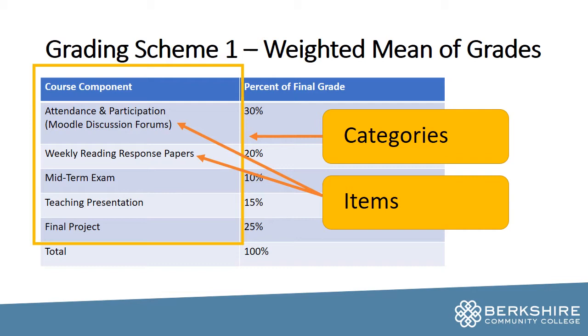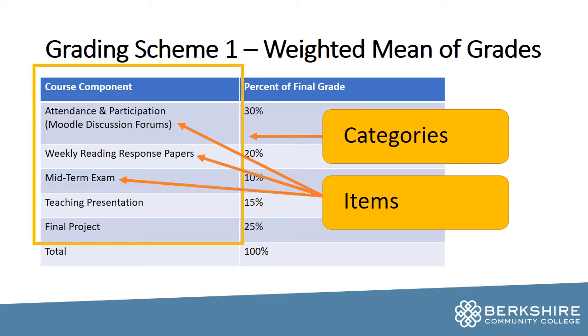The weekly reading response papers are also items. From this quick look at the syllabus, I don't know how many there are, so I would have to talk to someone about that. But I know that all of the weekly reading response paper assignments will need to go into that category, and that all together, those items are worth 20% of the overall course grade.